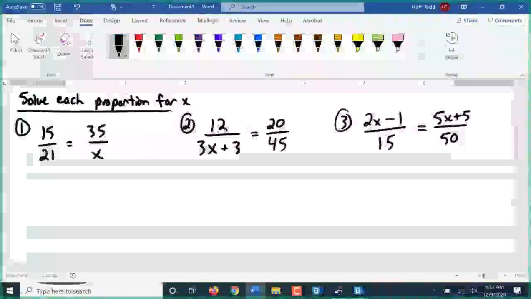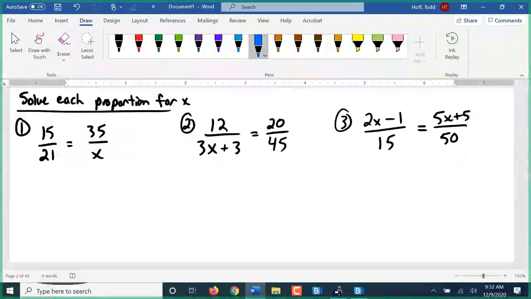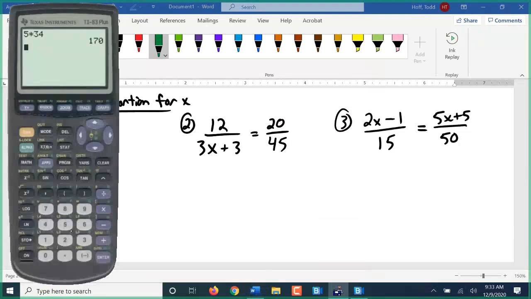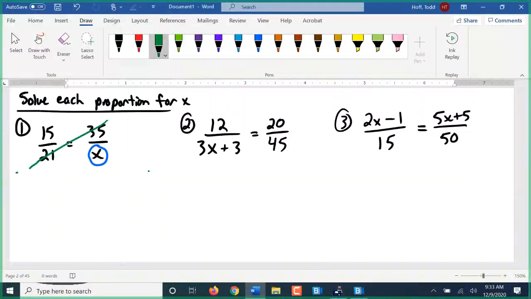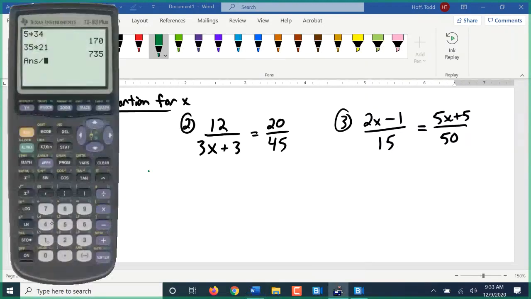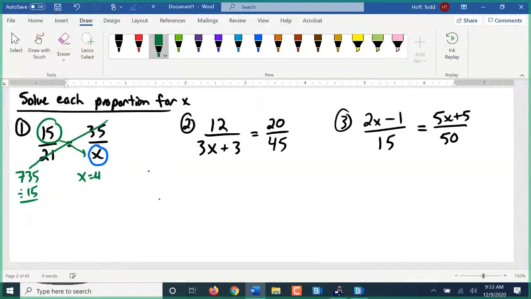For number one, since x is all by itself, we can use that shortcut of just cross multiply and divide. So we take the two numbers that are diagonal with each other, the 35 and the 21, and we'll multiply those. 35 times 21 is going to give us 735. Now we divide that by the number that's diagonal to our x. So we divide by 15 to give us 49. So here x equals 49.